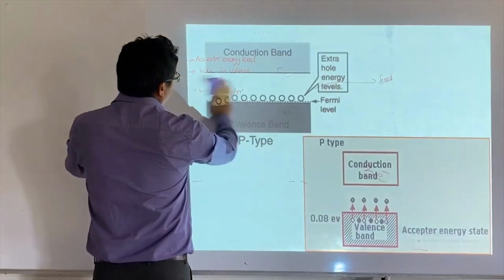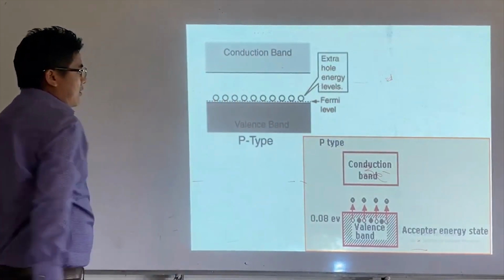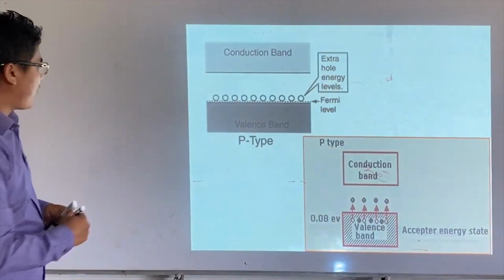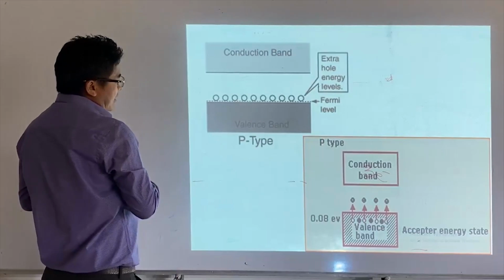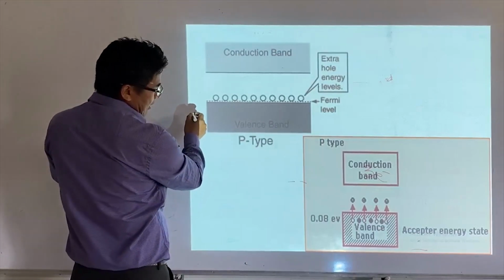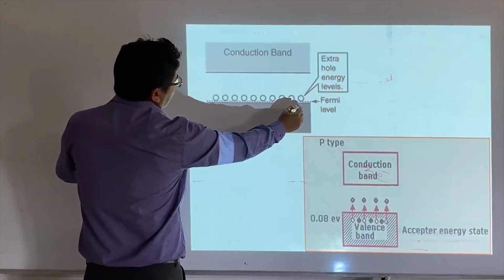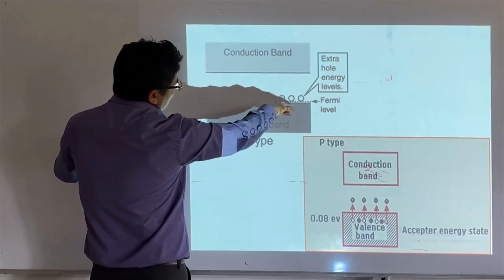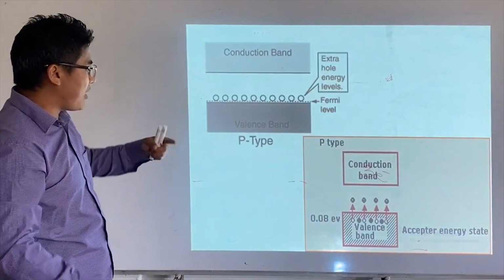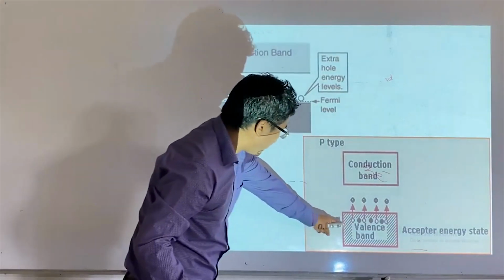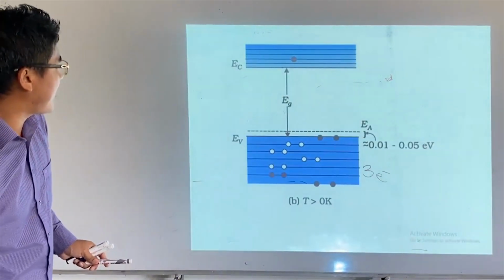Now having this, I have a p-type semiconductor. This is what we call a p-type semiconductor. This is the acceptor energy level, and this is the valence energy level. An electron can jump into the acceptor energy level even at room temperature. This is what we talk about as a p-type semiconductor.